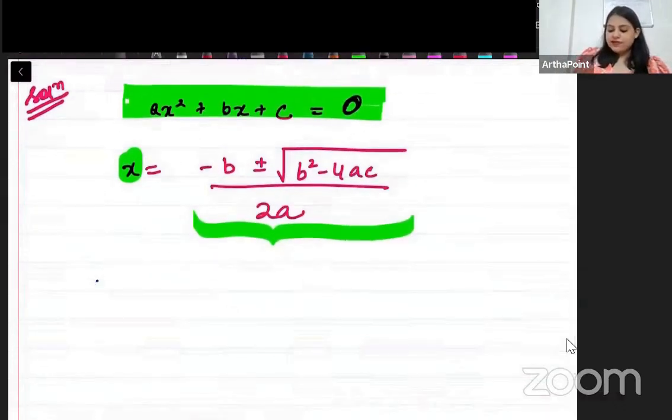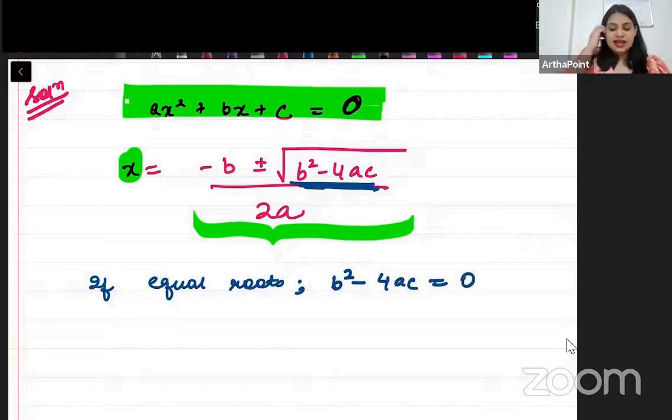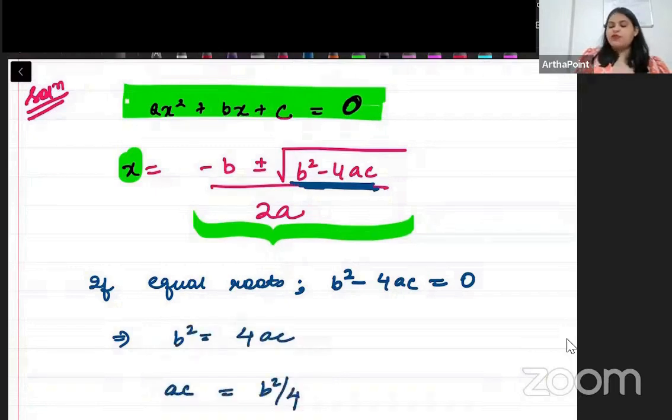Now, if I have equal roots, the same root, if there is only one value of x, that means that this part here should be zero. So b square minus 4ac should be zero. Only then can I have the same roots. This means, beta, that if I solve for this, I will get b square is equal to 4ac. So ac will be b square by 4.